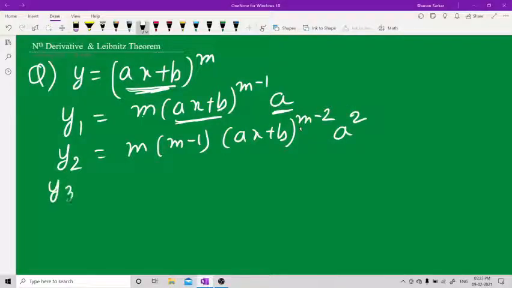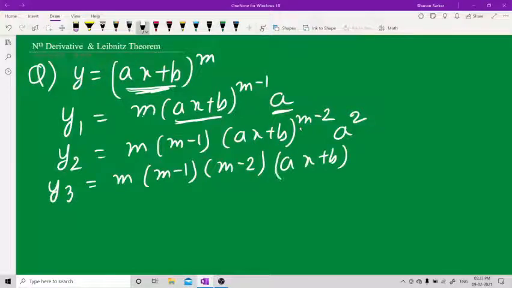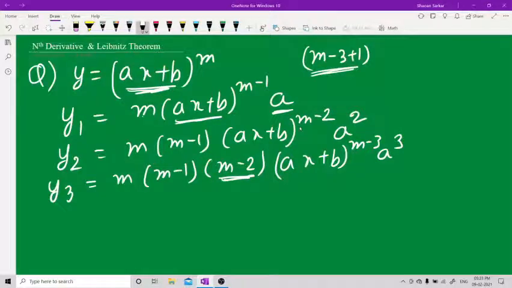Now the third derivative is m into m minus 1 into m minus 2, times (ax plus b) to the power of m minus 3, times a cube. Now see one thing: this is the third term, and I can write it like this, m minus 3 plus 1.